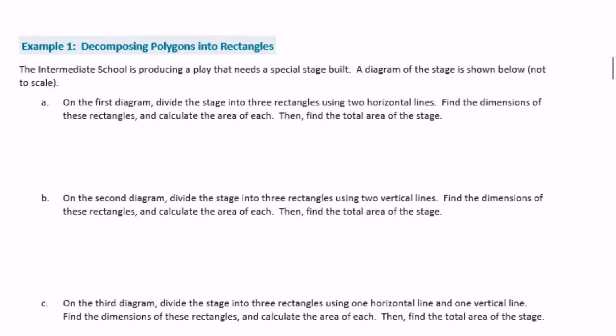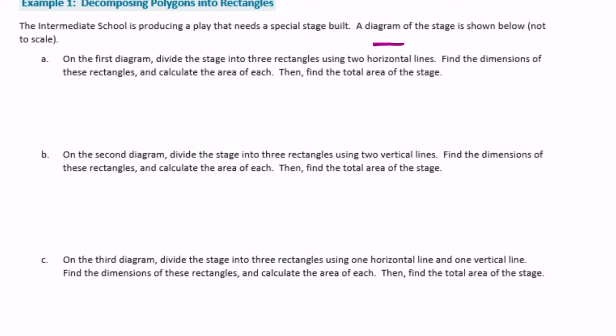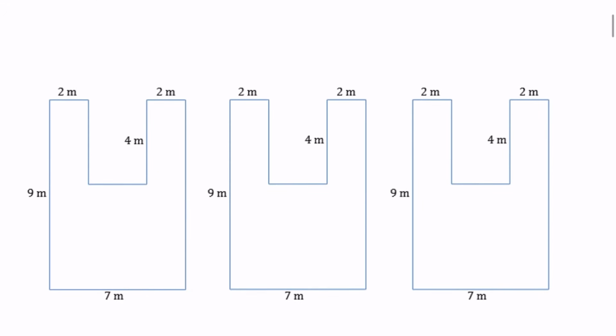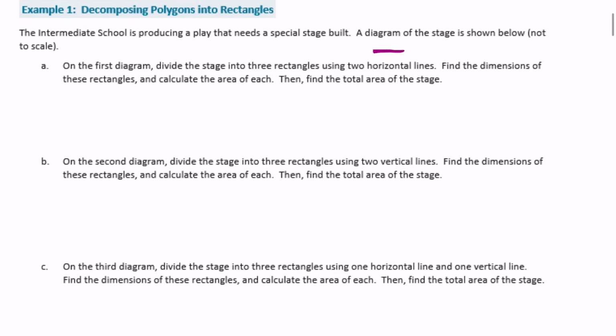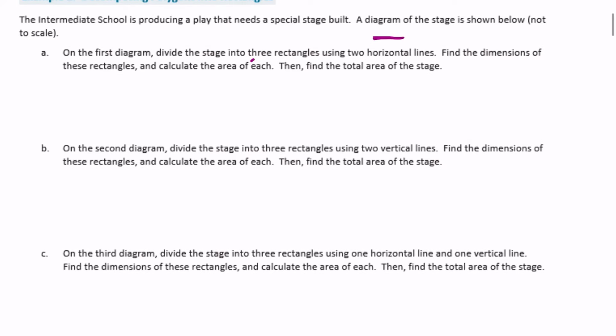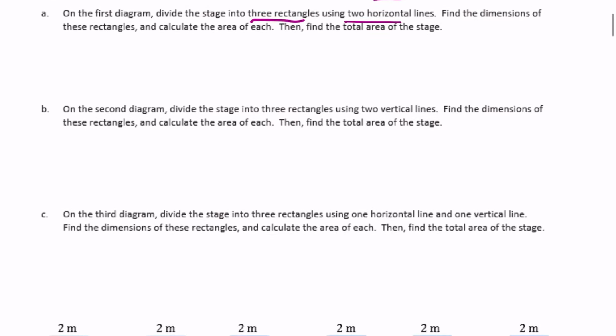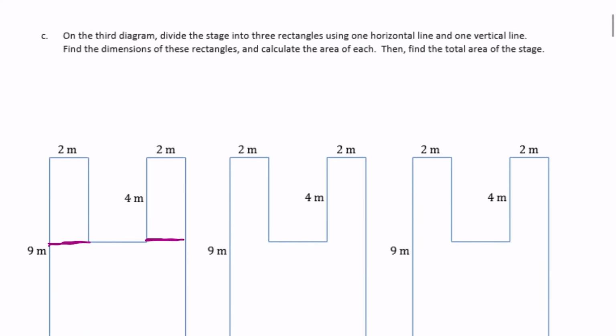So it says, on the first diagram, divide the stage into 3 rectangles using horizontal lines. So horizontal means that way. Find the dimensions of these rectangles and calculate the area of each. Then find the total area of the stage. Okay, so we're only using horizontal lines. So I'm going to use my horizontal lines to create 3 rectangles. So we made 3 rectangles using 2 horizontal lines. Find the dimensions and calculate the area.